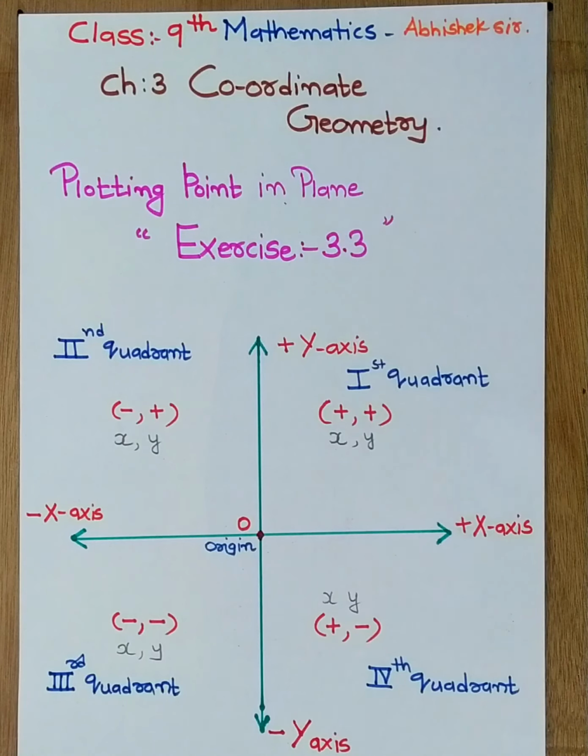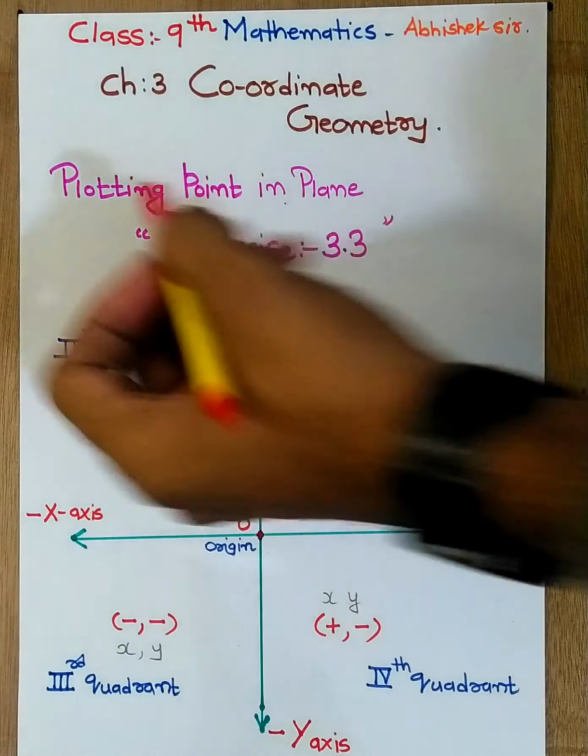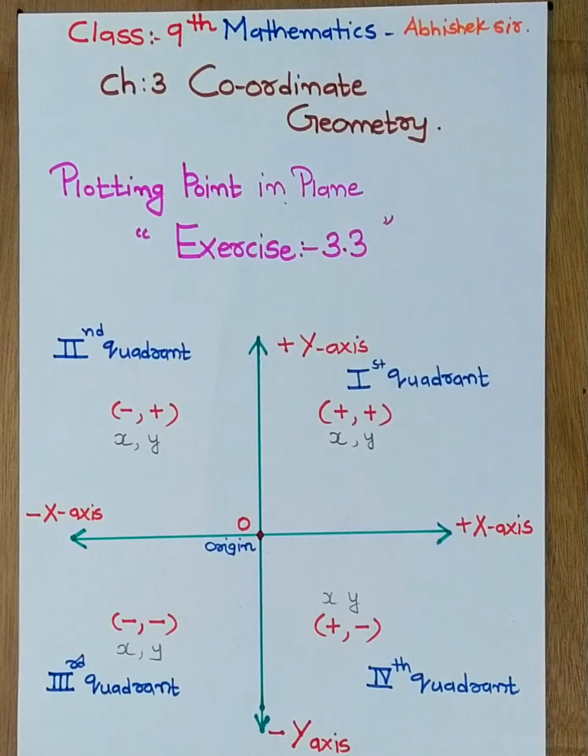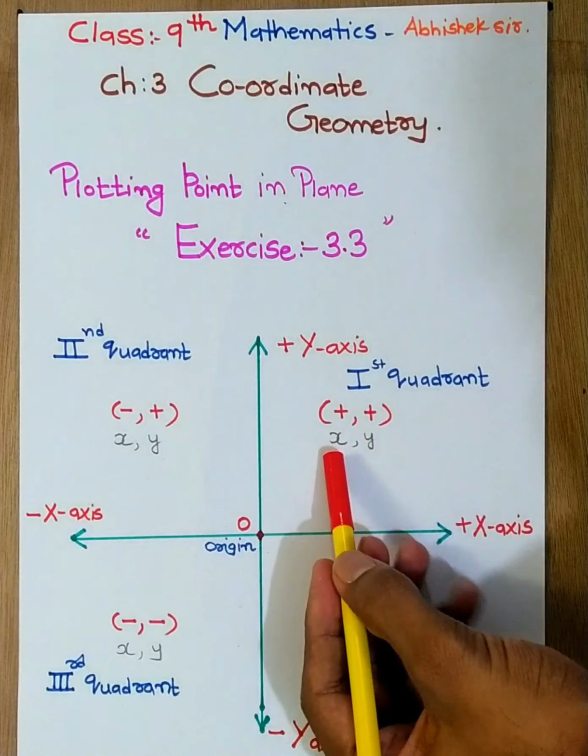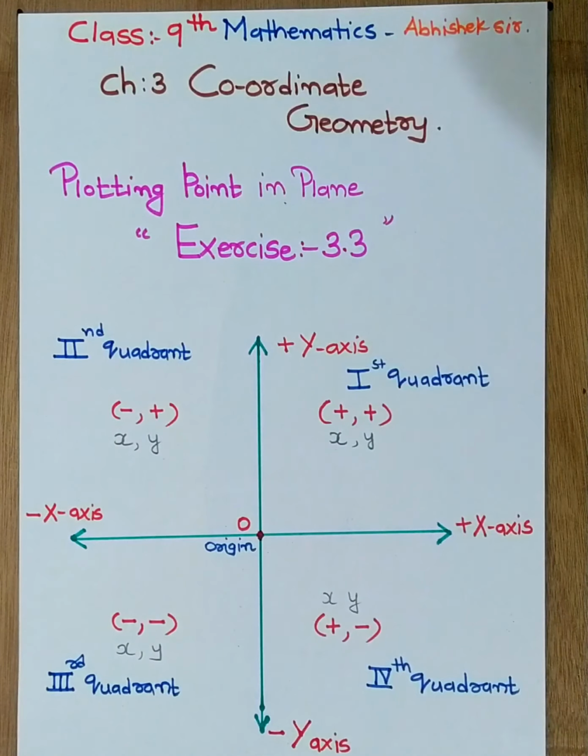We are studying chapter 3, coordinate geometry, and in the previous videos you might have learned the basics of this chapter. Now we shall move to the last topic of this chapter, that is plotting a point in a plane, right? For plotting a point we need the information about the abscissa and the ordinate. That means we must know the x coordinate and the y coordinate, then only are we easily able to plot the point.